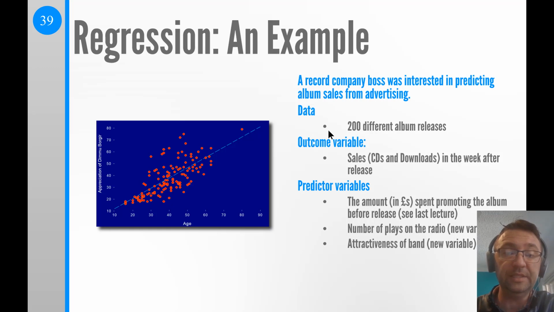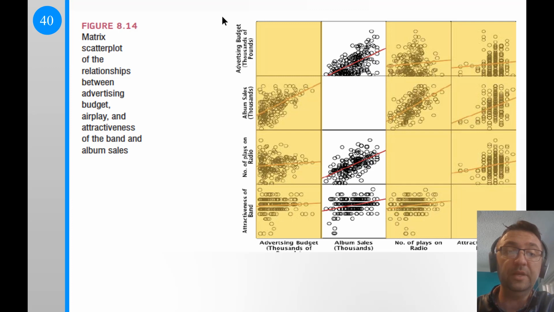So let's just do an example. This time we're adding in the number of plays on the radio and also the attractiveness of a band. Now what we can do here is a matrix scatter plot. This is explained actually in the SPSS guide on methods101.com.